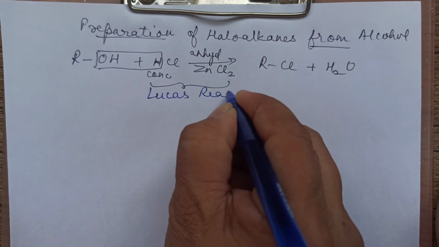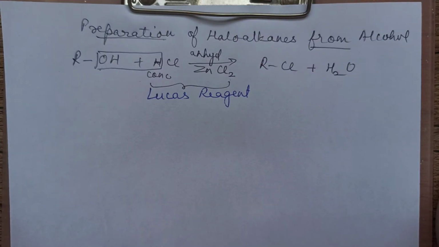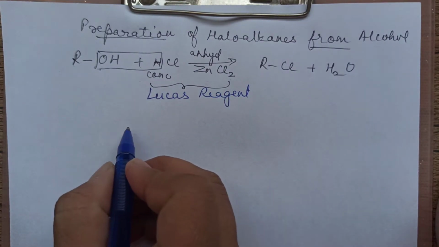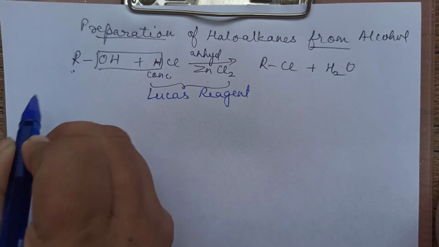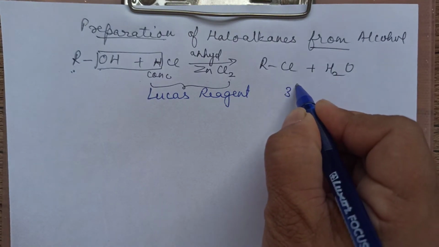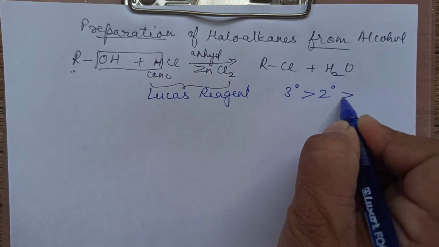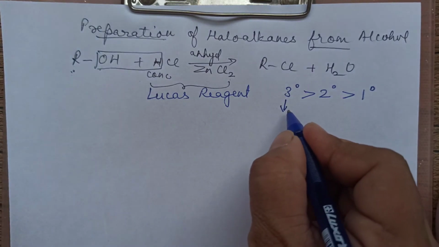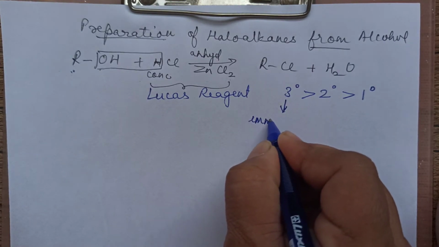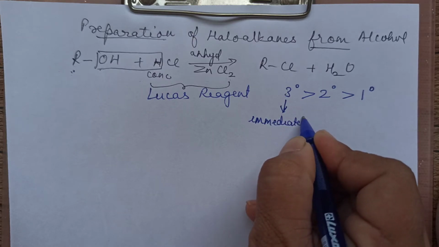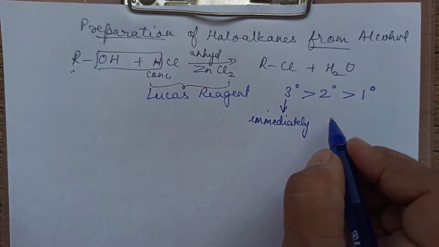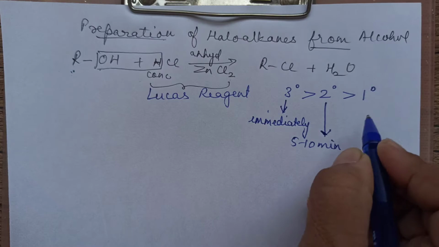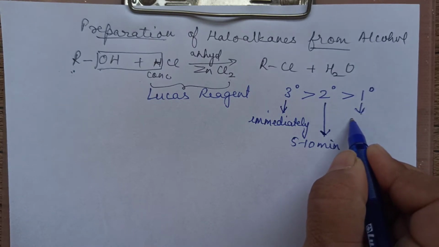This reagent which we are using here is called Lucas reagent. Now what is Lucas reagent? Lucas reagent is this, and the importance of this reagent is to distinguish between 1 degree, 2 degree, 3 degree alcohols. The order is 3 degree alcohol reacts maximum, then 2 degree and then 1 degree. If we are taking 3 degree alcohol, this will give you turbidity immediately. Whatever reaction is taking place here, you'll get a precipitate immediately. If it is 2 degree, you will get turbidity in 5 to 10 minutes. If you are using 1 degree, you will get no turbidity.